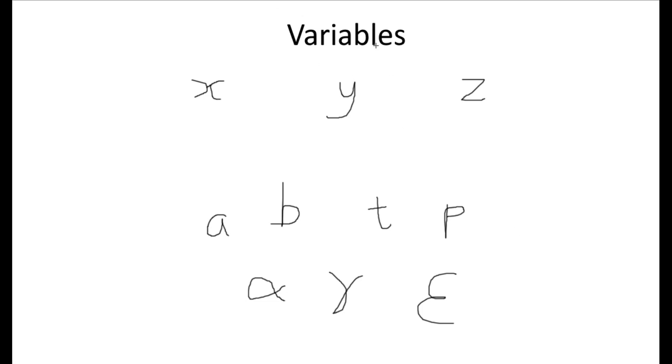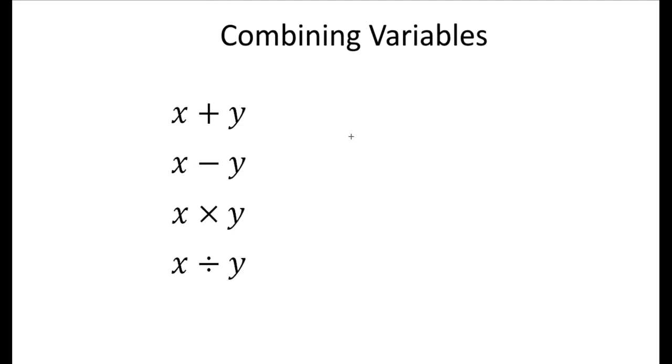So, with variables, we can in fact combine them. So, there are 4 different ways we can combine variables. As we know, we have the 4 basic operations, which are addition, subtraction, multiplication, and division. So, we can combine 2 different variables, let's say x and y, in the 4 different ways. So, x plus y, this is addition, so just leave it be. X minus y, this is subtraction, again we leave it be.